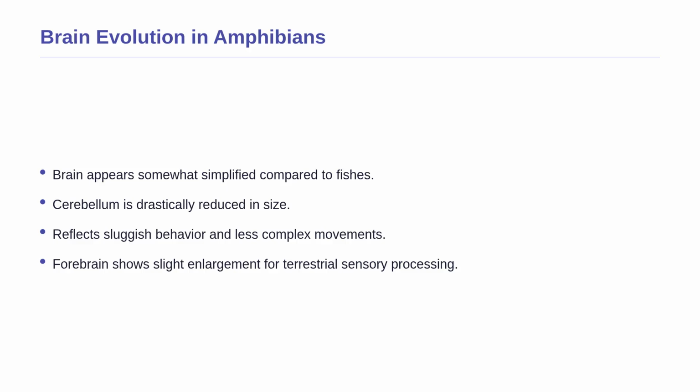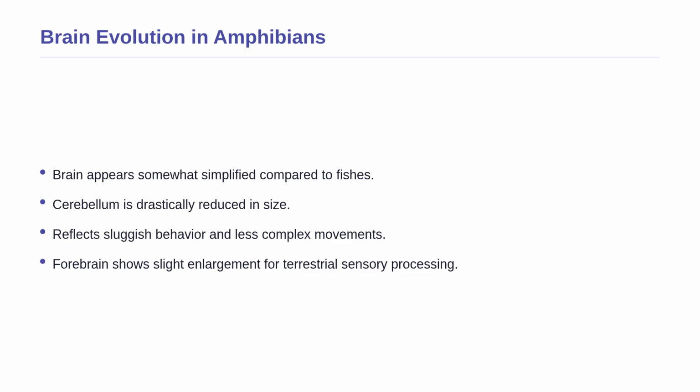Moving from the water to the land, we encounter the amphibians. Interestingly, when we look at amphibians, the brain actually appears somewhat simplified compared to fishes. Why would evolution simplify an organ? It all comes down to movement and lifestyle. Adult amphibians, like frogs, are generally sluggish and have much less complex movements than fast-swimming fishes. Because they do not need to coordinate rapid, continuous swimming, their cerebellum is drastically reduced in size.